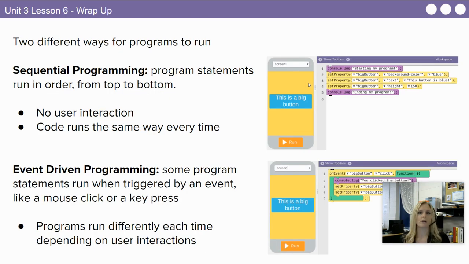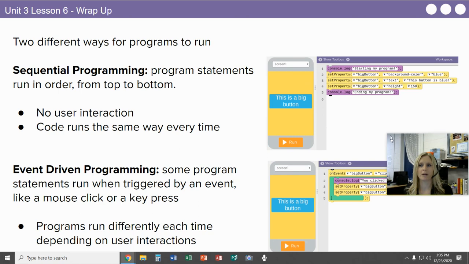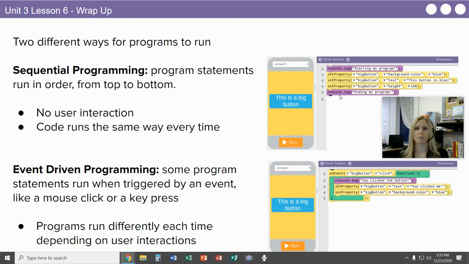Two different ways to run a program: sequential programming, such as this example right here, where every line of code is going to run in sequence when you hit run. And event-driven programming is where some program statements run only when triggered by an event, such as this. When you click the big button, that program runs. Otherwise, nothing inside that event happens.